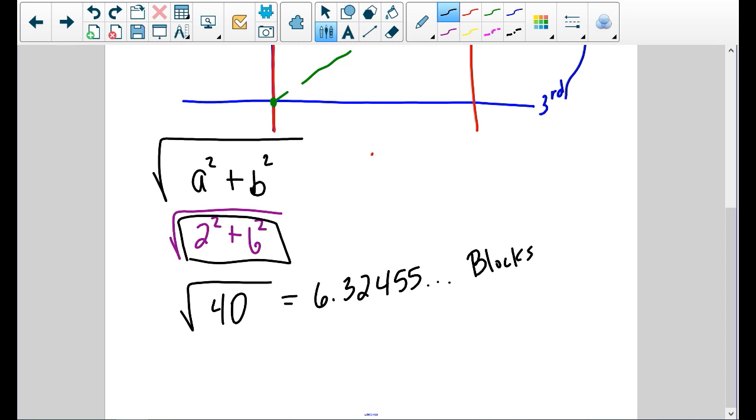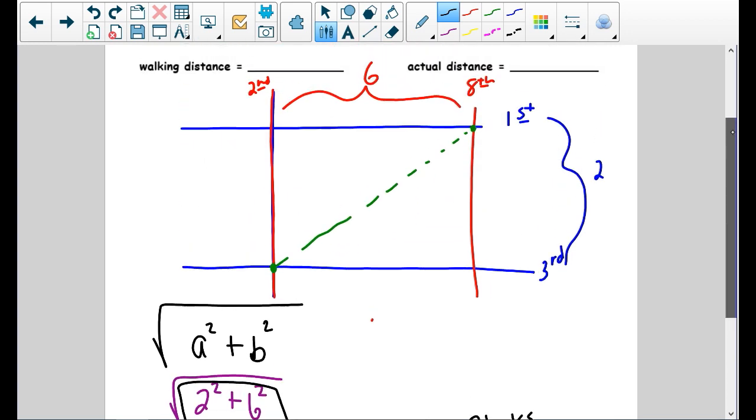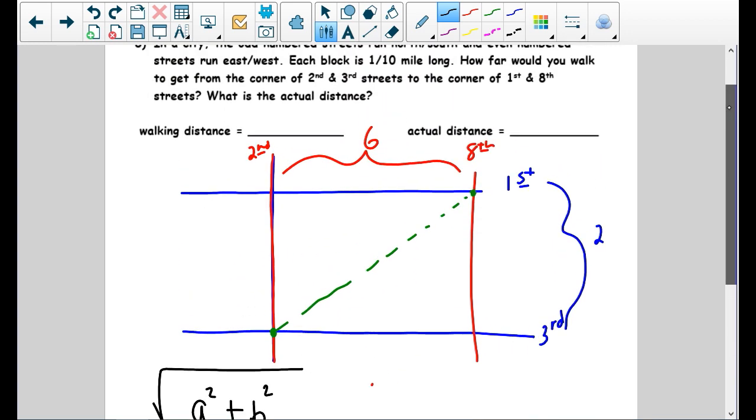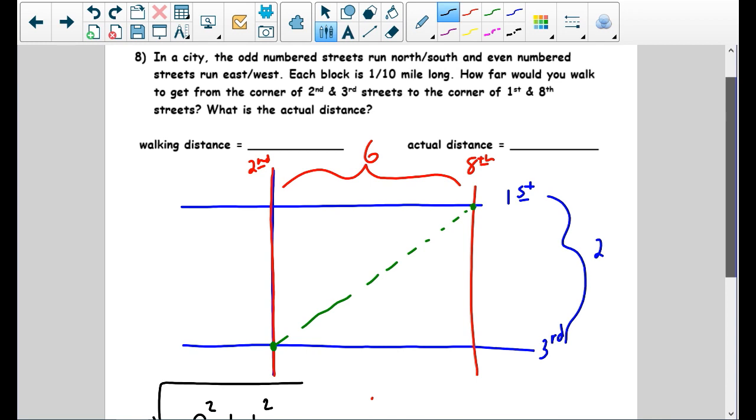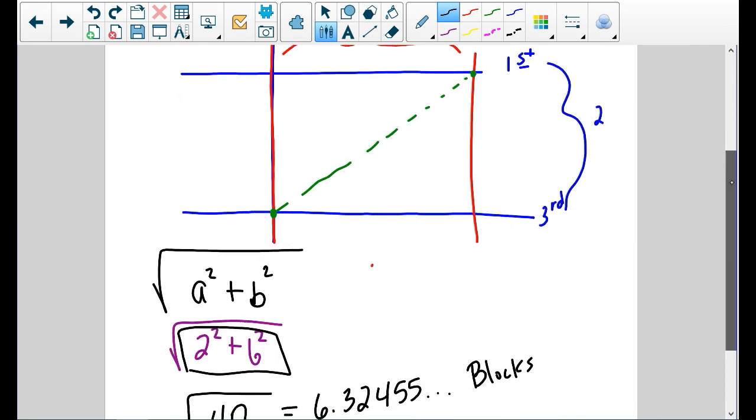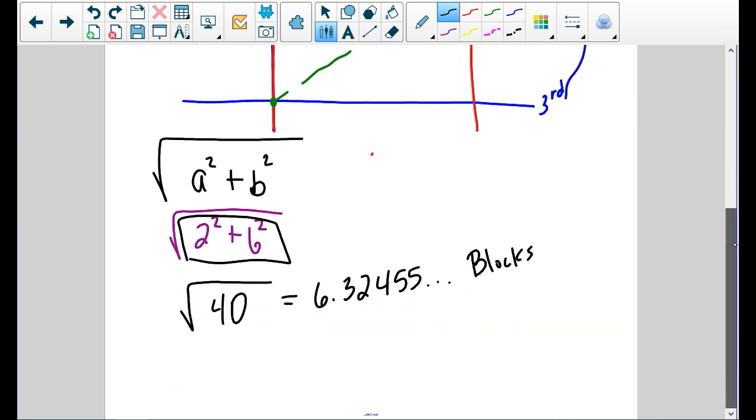How can I convert that to actual distance? Each block is how much? 1/10 of a mile. So how can I calculate that? Careful. Multiply it by 1/10. Okay? So yeah, it's kind of like divided. Yeah. So whatever that distance given is, I'm going to multiply it. Okay? I just don't want you to get confused and say, I'm going to divide it all the time. So whatever that distance was, I'm multiplying.